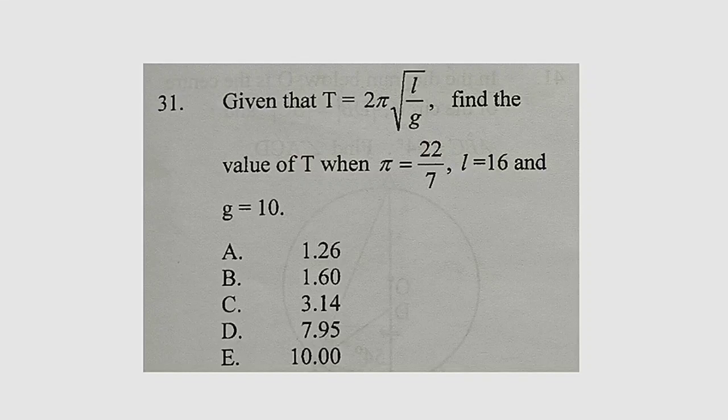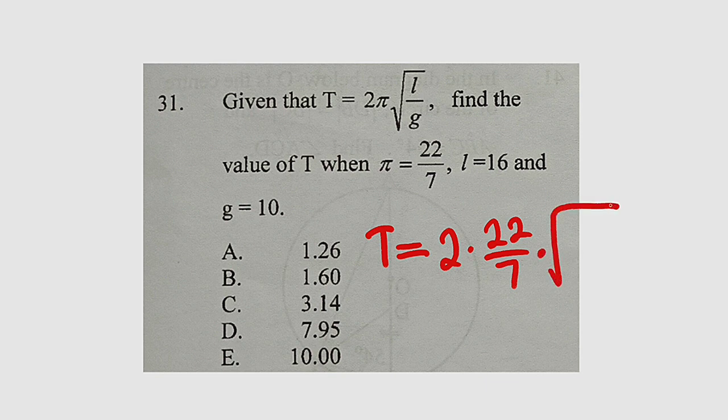Question number 31, we are given that t is equal to 2 pi multiplied by the square root of L divided by g. We are asked to find the value of t when pi is equal to 22 divided by 7, L is equal to 16, and g is equal to 10. This is nothing but substitution. So t will be equal to 2 multiplied by pi, which is 22 divided by 7, then multiplied by the square root of L, which is 16, divided by g, which is 10.